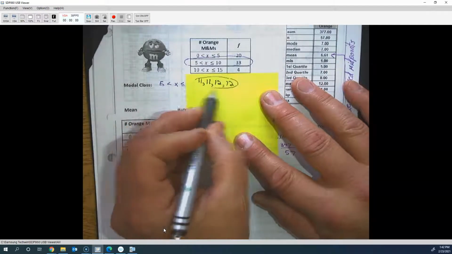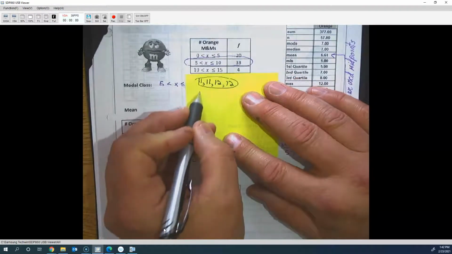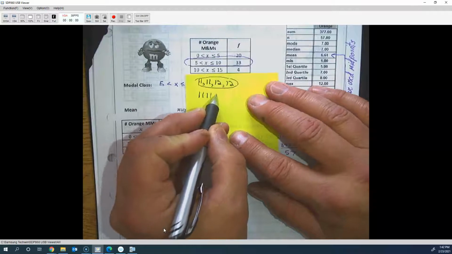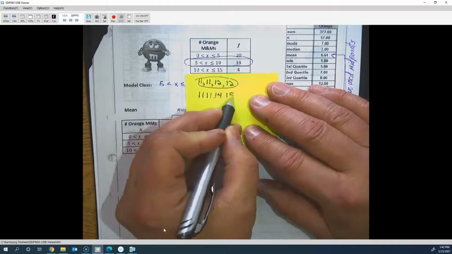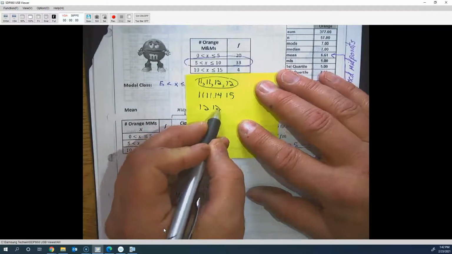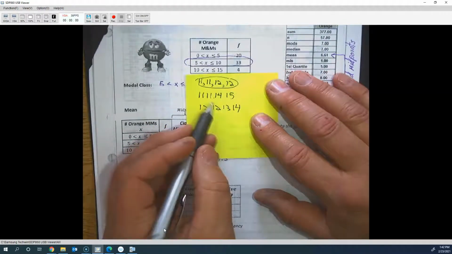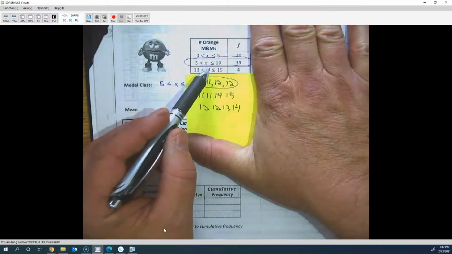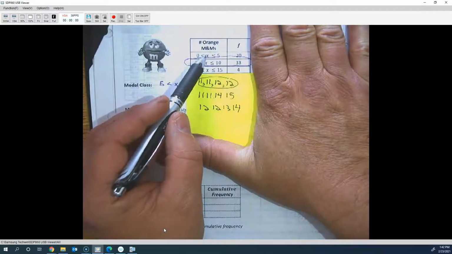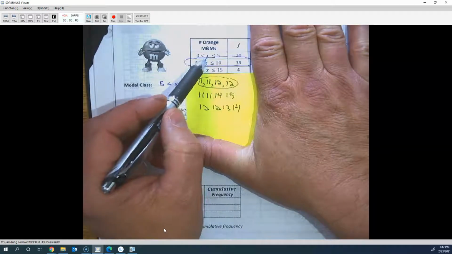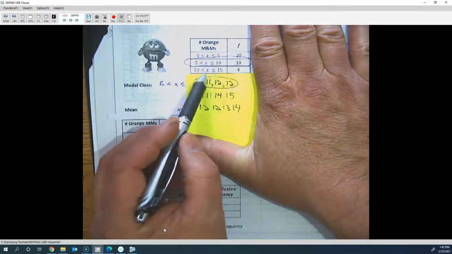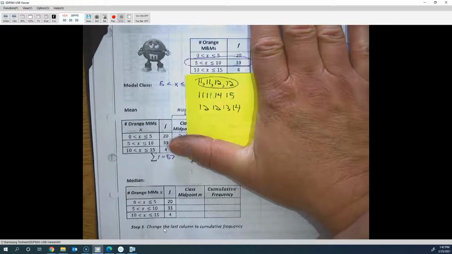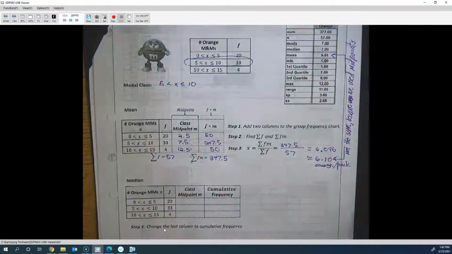I don't know what the makeup is of these numbers. It could have been 3 11s, a 14 and a 15. Could have been 2 12s and a 13 and a 14. So when you just have this table, when you don't know the individual numbers in here, you use the midpoint to represent the numbers that are in there. That's why your answers are going to be an approximation. Does that clear it up or not really?